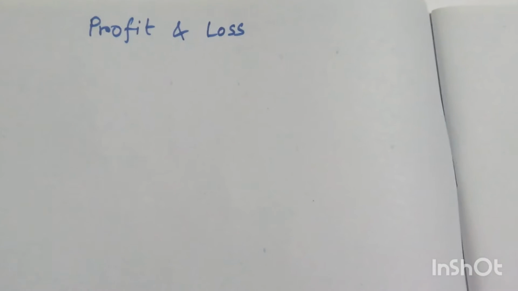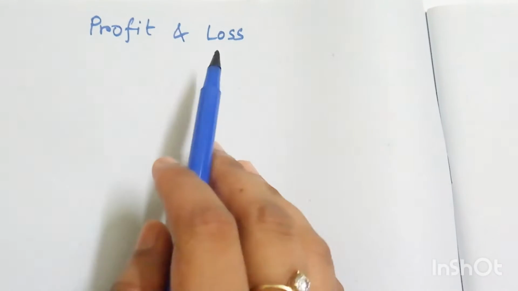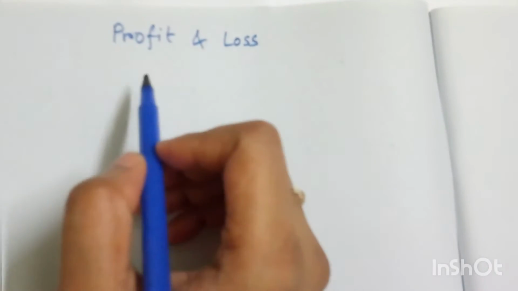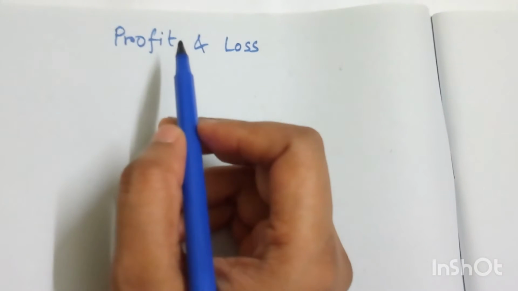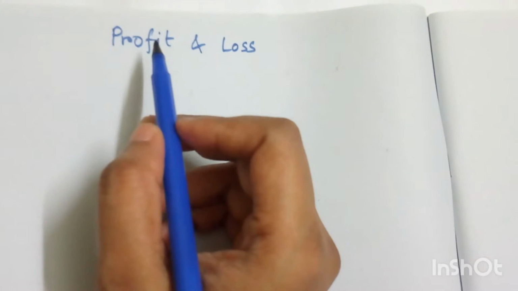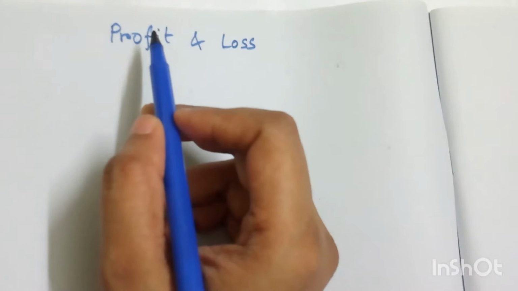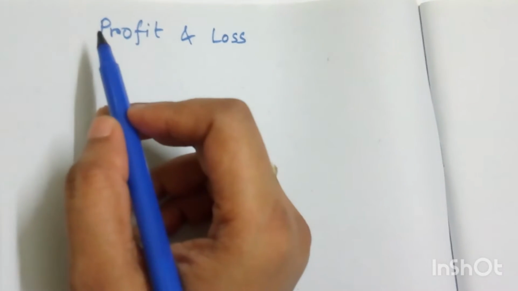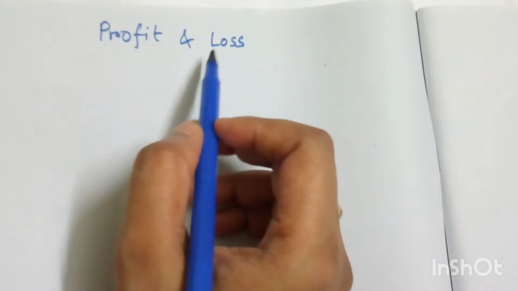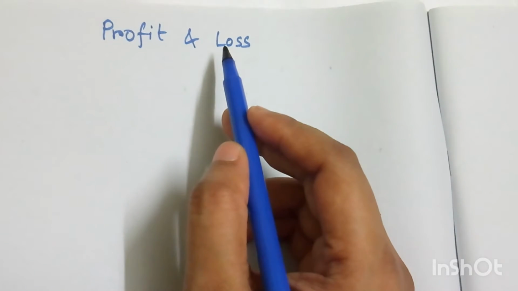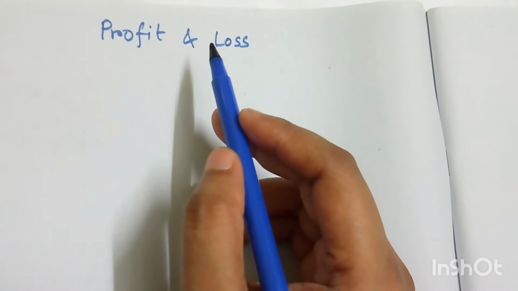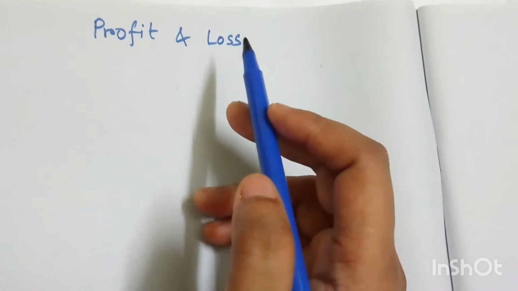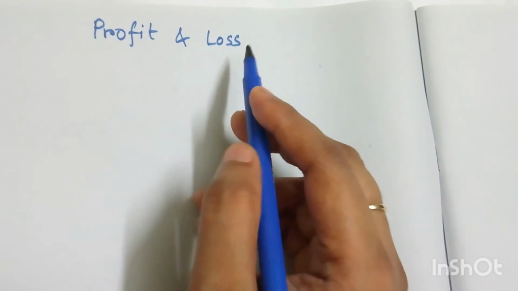Today we will learn about profit and loss. So what is profit and loss? What is profit? If you sell something for more than the cost price, then you will gain something, that is the profit. And what is loss? If you sell something below the cost price, then you will lose some amount of money, that is called loss.